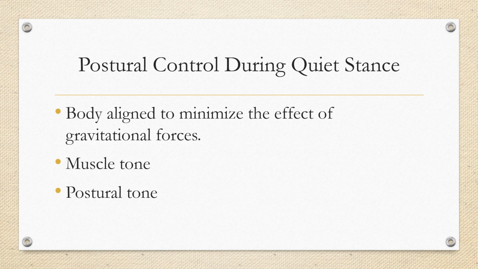Postural control during quiet stance. Here we should see that the body is aligned to minimize the effect of gravitational forces. There should be some muscle tone and some postural tone, but this shouldn't be very much because it's a minimal amount of movement that we should be doing. If you're seeing somebody sway, which we'll talk about in a minute, that's a sign that the body is having to work too hard to balance and control.